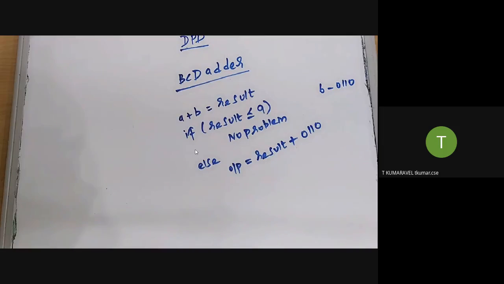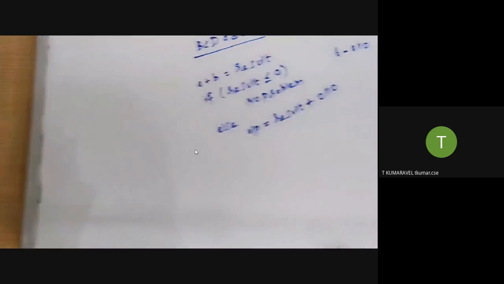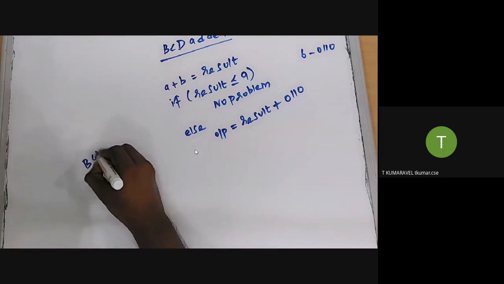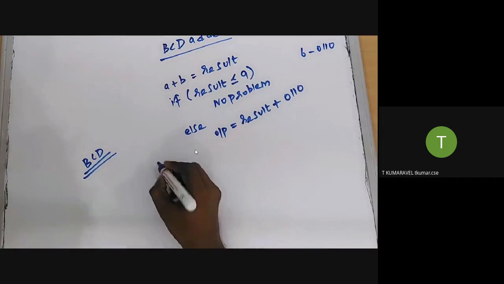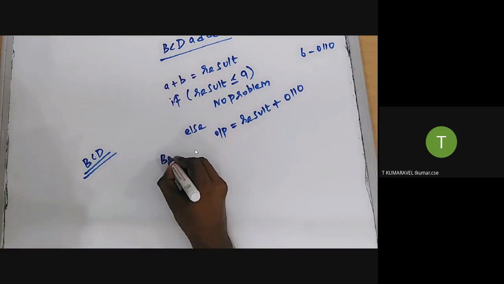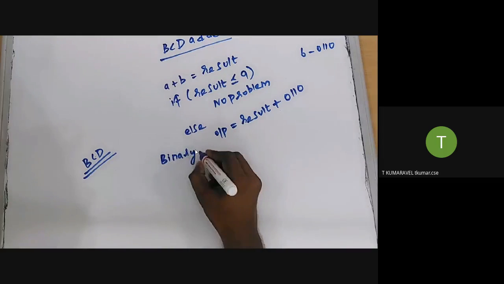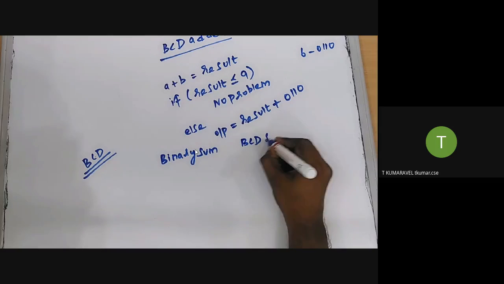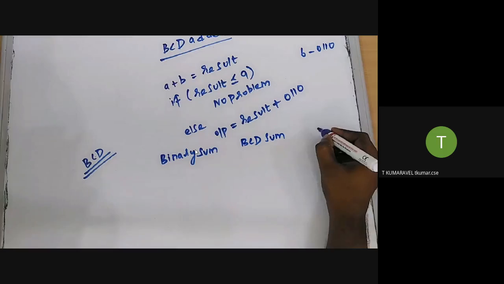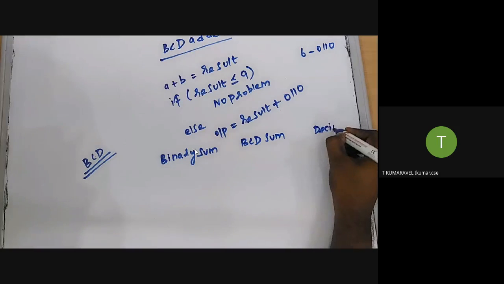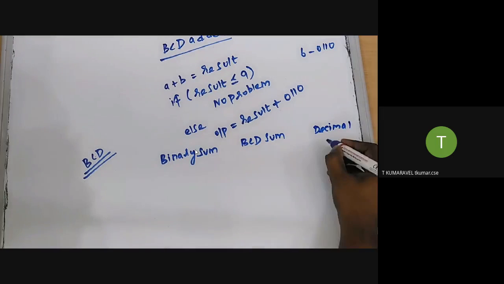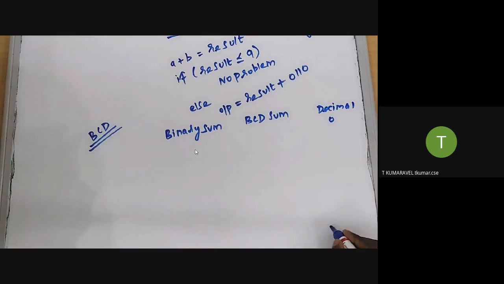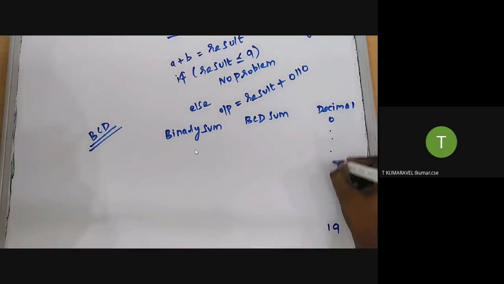Whenever we are designing the BCD adder circuit, what are the parameters I'm going to consider? First one is binary sum, another one is BCD sum, and the last thing is the respective decimal representation. I will list out up to 19. I'm going to represent the binary sum as well as the BCD sum.